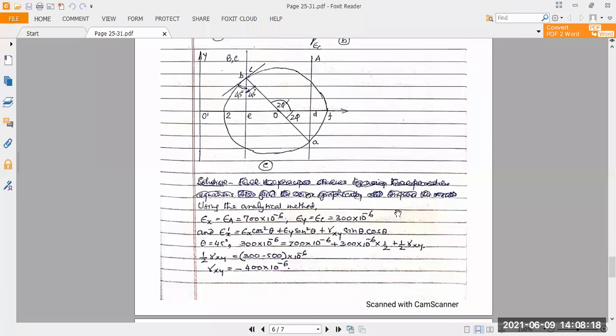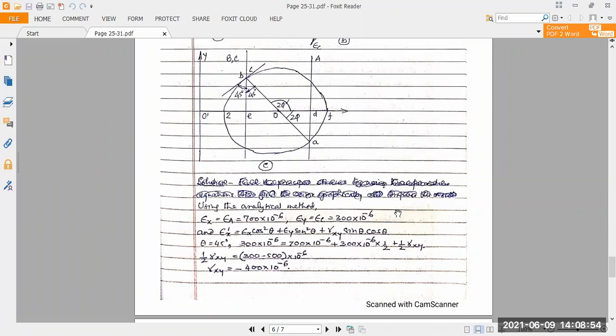So it is along the axis epsilon B. So epsilon B will be equal to 300 into 10 to the power minus 6. Epsilon A will be 700 into 10 to the power minus 6, and epsilon C or epsilon Y, I'm sorry, again I'm telling you, epsilon C will be equal to epsilon X dash equal to 300 into 10 to the power minus 6, epsilon X equal to epsilon A, which is equal to 700 into 10 to the power minus 6, and epsilon C is equal to epsilon Y is equal to 300 into 10 to the power minus 6 itself.